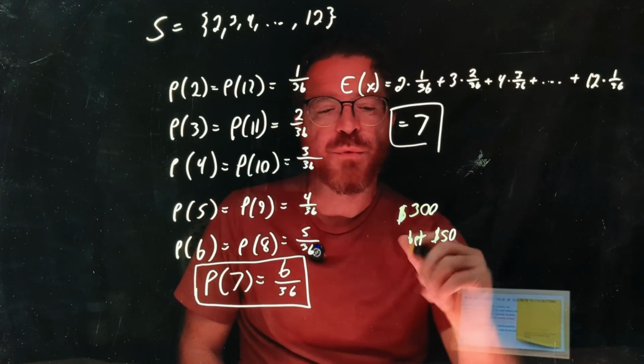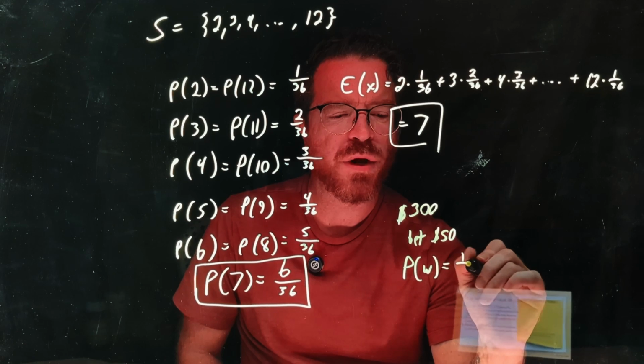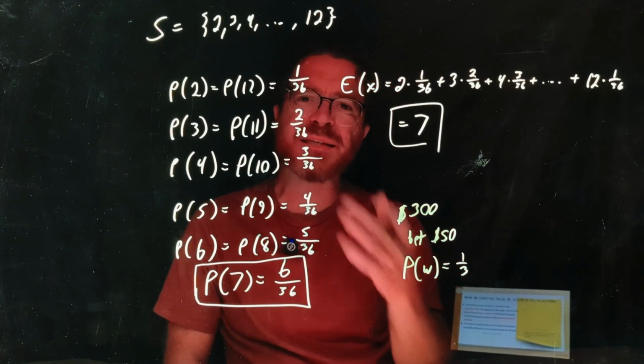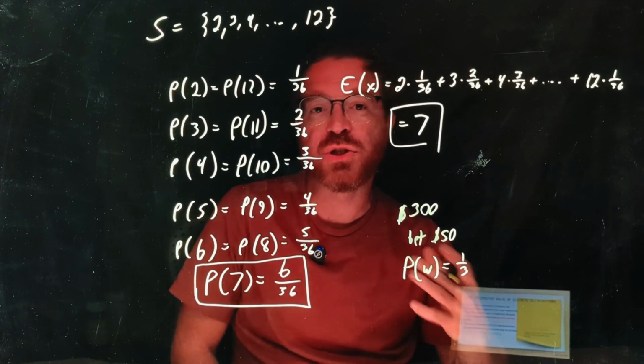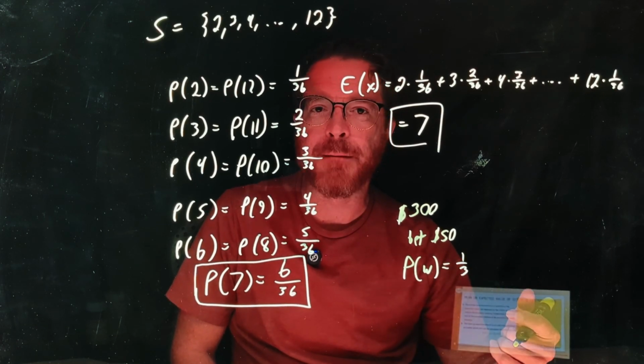But my probability of winning, I'm going to call this probability of W for winning, is only 1/3. Meaning I basically have a losing hand. I will lose 2/3 of the time. I will win 1/3 of the time. Should I make this bet?